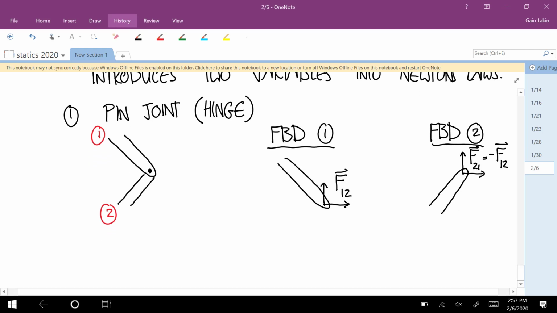What about the signs of these? So imagine body 2 being fixed to the ground. Could you have positive components? Yeah. Could you have negative components? Yeah. No matter which direction you try to move, that force will keep you from moving.